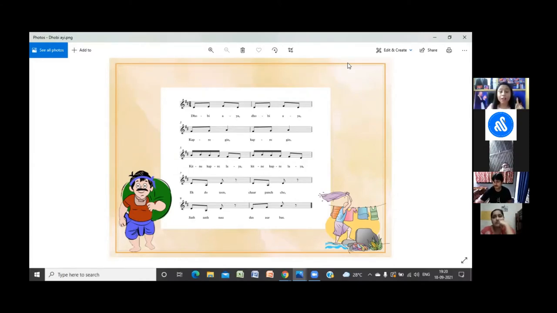Dhobi aaya, dhobi aaya, kapde gin, kitne kapde laaya, kitne kapde laaya, ek do tin, char paanch chh, saat aath nau, das aur bas. One more time. Dhobi aaya, kapde gin, kitne kapde laaya, ek, do, tin, char, paanch, chh, saat, aath, nau, das, aur bas.